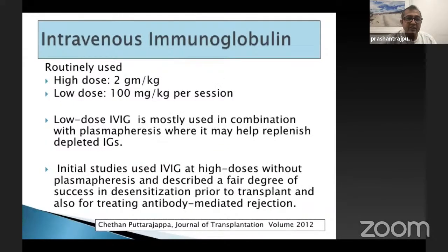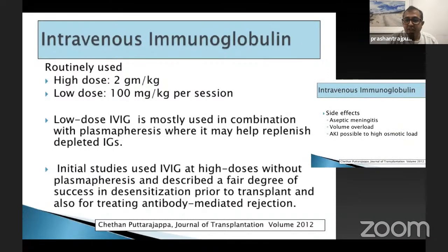As far as the IVIG is concerned, this is the most commonly used drug along with plasma exchange and rituximab, routinely used as a high dose regimen of 2 grams per kilogram divided into 5 doses. The low dose regimen uses 100 milligrams per kilogram per session. The low dose IVIG is mostly used in combination with plasma exchange, where it may help to replenish the depleted IgG. The initial studies used IgG at higher doses without plasma exchange and described a fair degree of success in desensitization prior to transplantation and in certain patients with treatment of rejection.